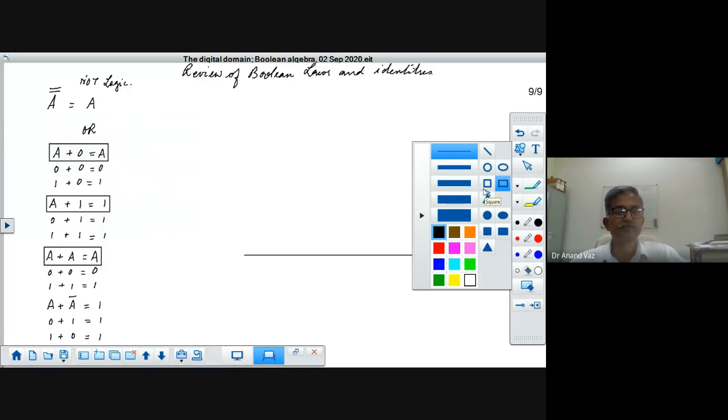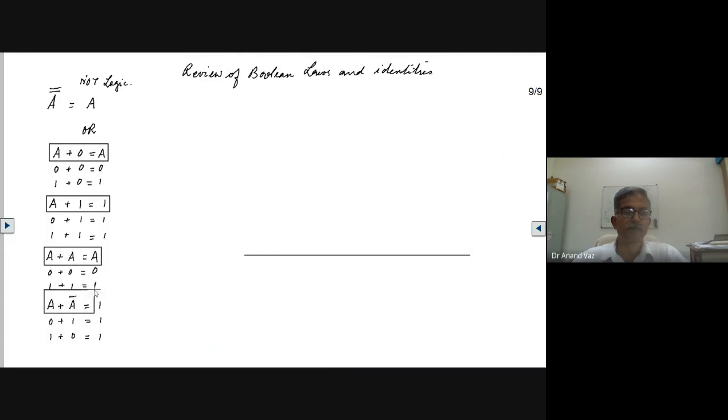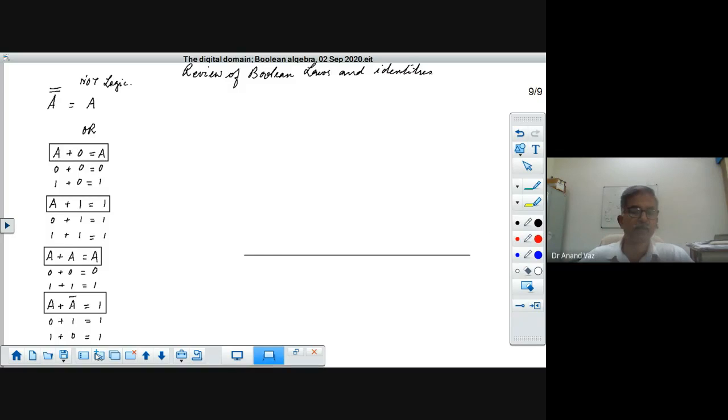So these are four identities that we have got. These are related to the OR operation with A. Let us see identities related to the AND operation.